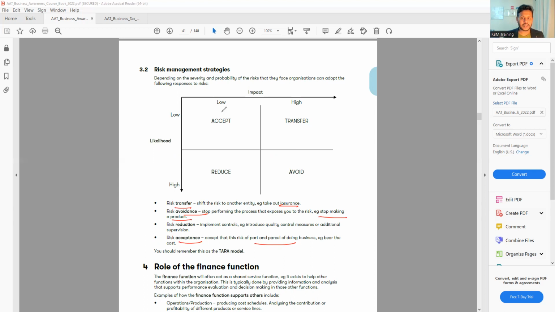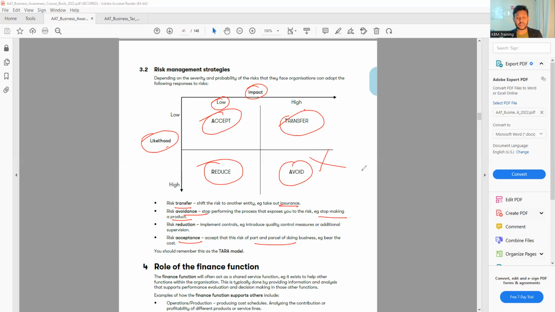If the impact is low and the likelihood, the chance of happening, is low, you should accept the risk. If the impact is higher but the likelihood is low, you can transfer the risk. If the impact is lower and the likelihood is high, try to reduce the risk. If both are high, try to avoid it. So the chances of happening are higher, and the damage to the business is also higher, so try to avoid the risk. This is very common in the exam: how business deals with risk with this TARA model, so you have to remember that.